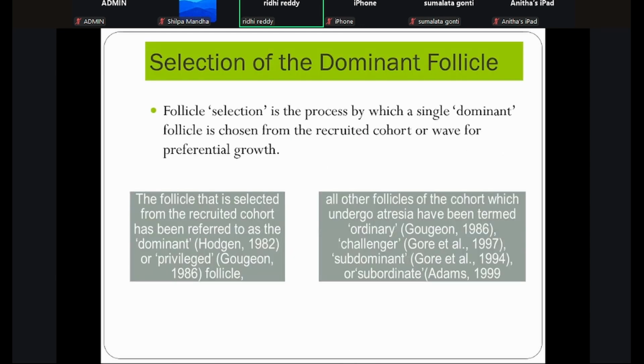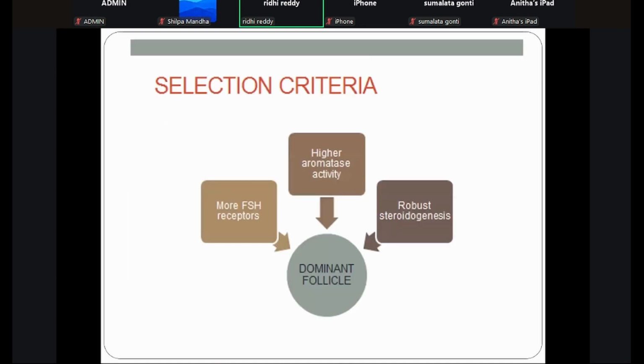Then after recruitment, there should be selection of the dominant follicle. Follicle selection is the process by which a single dominant follicle is chosen from the recruited cohort or wave for potential growth. The follicle selected from the recruited cohort is called the dominant follicle, whereas all the other follicles of the cohort which undergo atresia are termed ordinary, challenger, subdominant or subordinate follicles. The dominant follicle has more FSH receptors, so whatever little FSH is there, it can absorb, and then there will be higher aromatase activity and robust steroidogenesis.